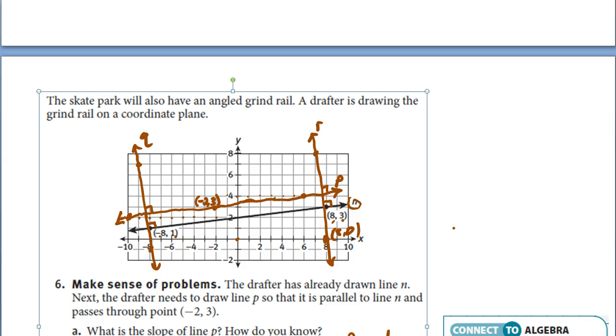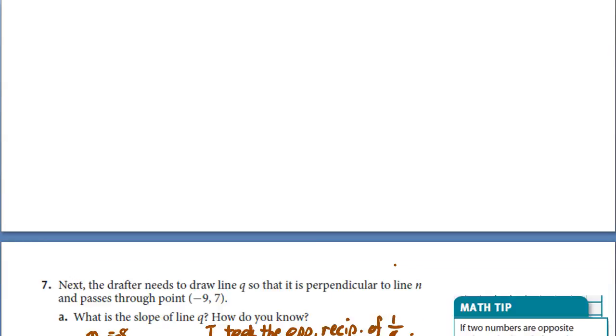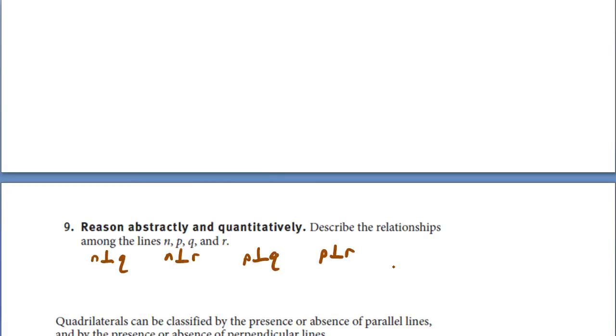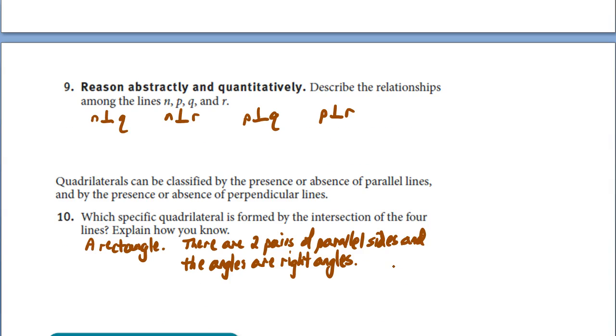What quadrilateral is formed by this, and then going across here? Sorry, the line is so crooked. Then going down there, and then that original line. What quadrilateral is that? That is a rectangle. And the way that I know is because it has two pairs of parallel lines and the angles are 90-degree angles. And I've written that answer out right there.